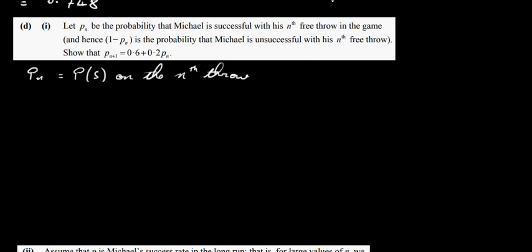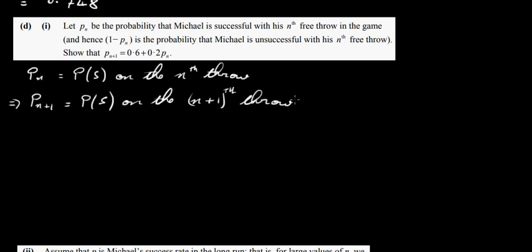Now, that would just mean then, if we want Pn plus 1 here, Pn plus 1 is equal to the probability of success on the n plus 1th throw. Now, Pn plus 1, what way can the throw work out for the n plus 1th throw? So it can be, he could have been unsuccessful and then successful. So in other words, this is the n plus 1th throw here. Just to say this is the nth throw. This would be the n plus 1th throw here.